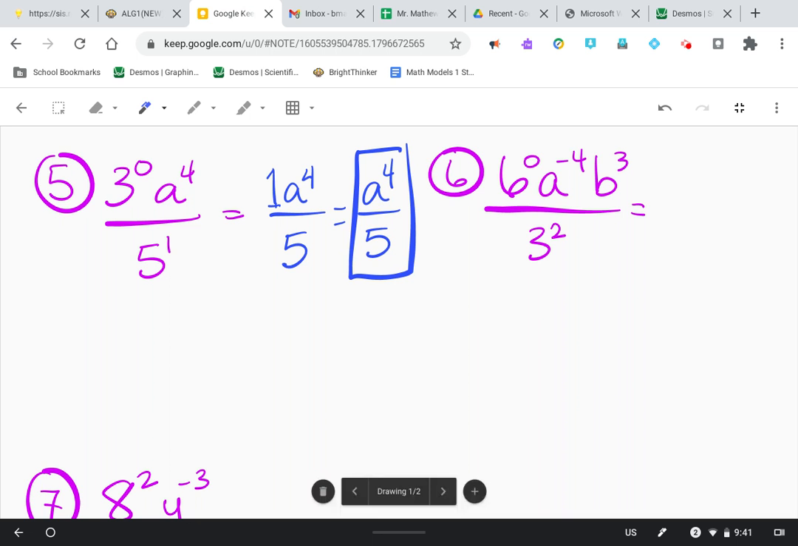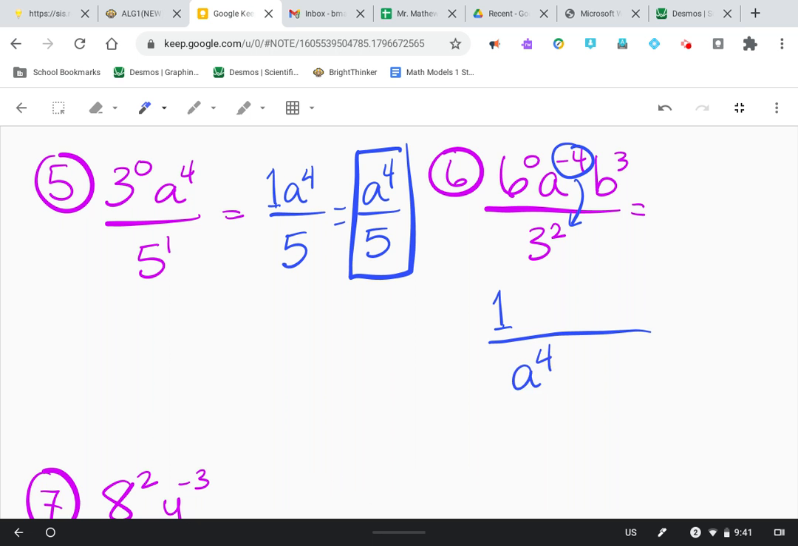So like in this next one, 6 to the 0 is 1. Okay, now a to the negative 4th means it's going to move to the bottom. So this means I need to move it down. So it's going to go to the bottom and become a to the 4th. We still have b to the 3rd up top. I'm going to erase this fraction bar. It's a little long.